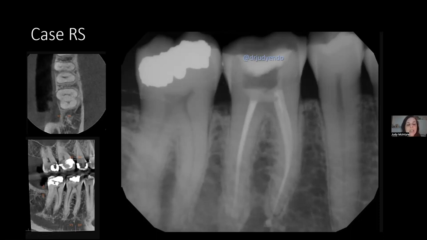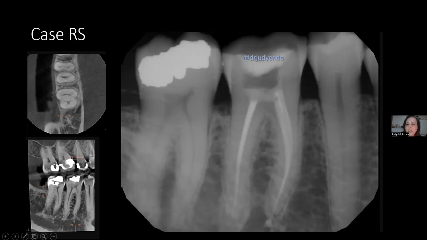When I decided to commit myself to getting better on 3D interpretation, I also inevitably got better on 2D interpretation. So I really do look closely at all aspects of the films that my referring dentists send, as well as the films that we take in our office.